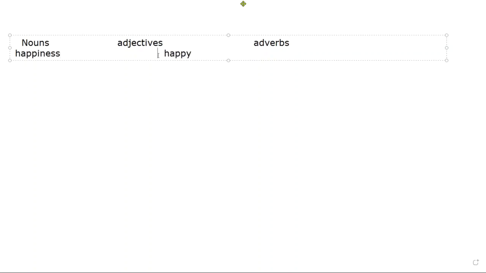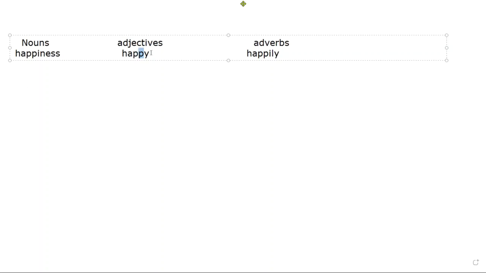Because in the end, my adjective will describe the person. So the person is happy. And what is the feeling? What does the person feel? Happiness. So happiness will be the situation and the people will feel happy. Now, the adverb will help me to describe the way people do things. And in this case, it will be happily.